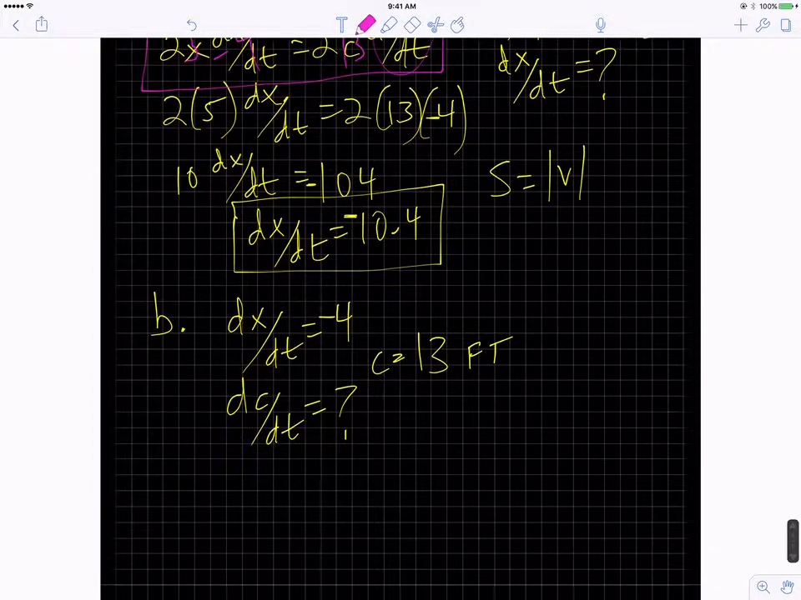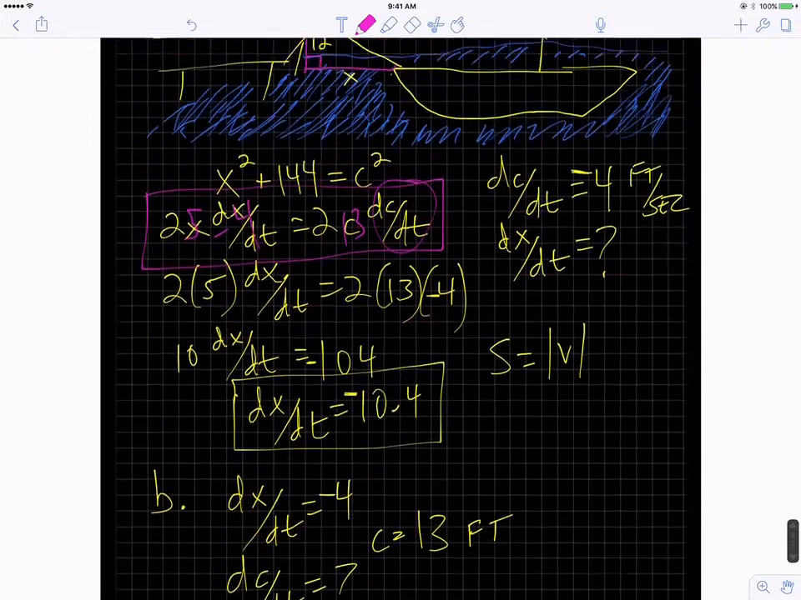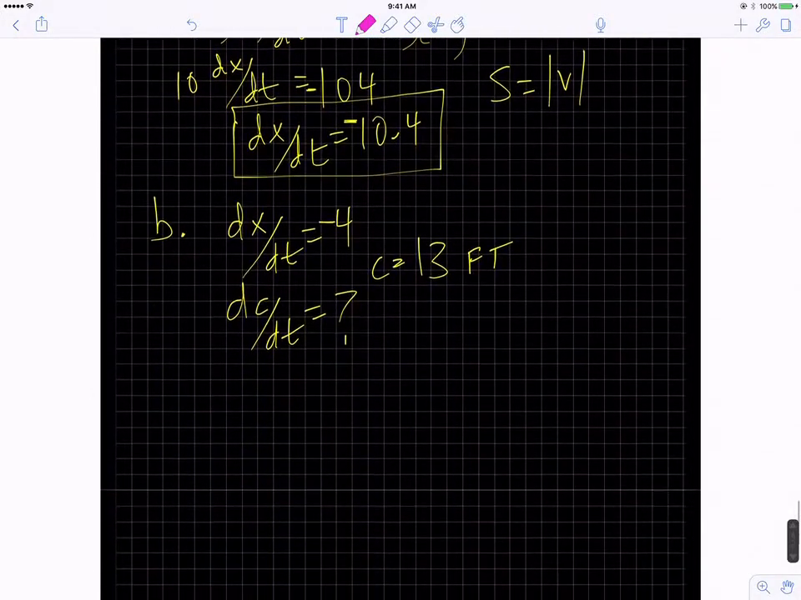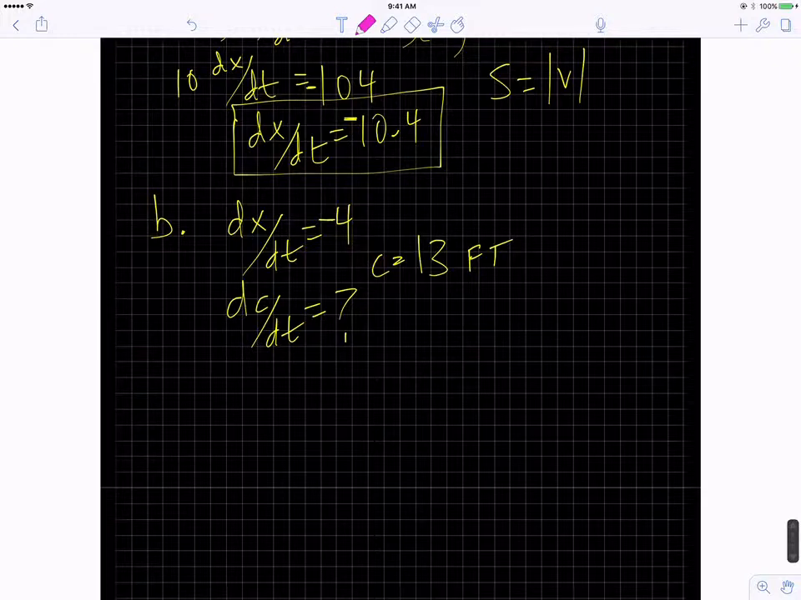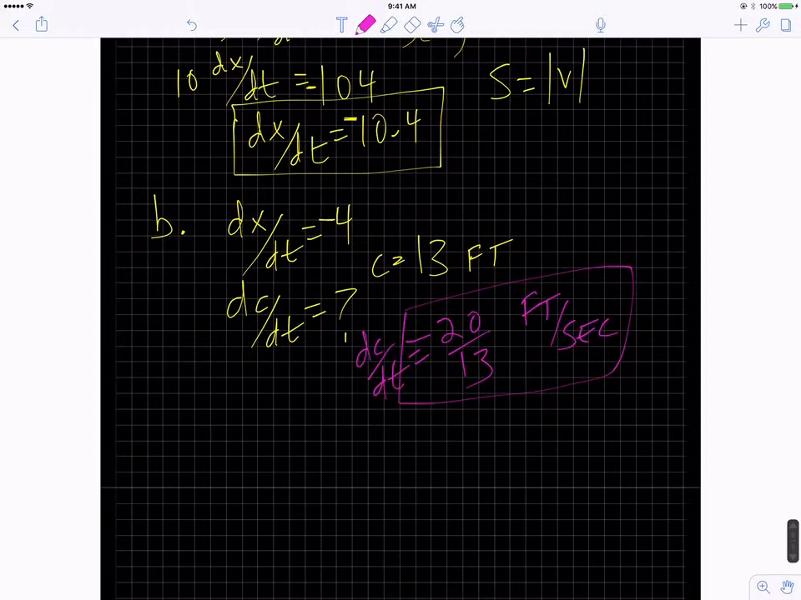I will tell you what the answer will be. So this, I'm going to look it up. This is number 30, and it's part B. So 30 part B is negative 20 over 13 feet per second. That's the dc dt, the rate of change of the rope. It's negative because the rope's getting shorter.